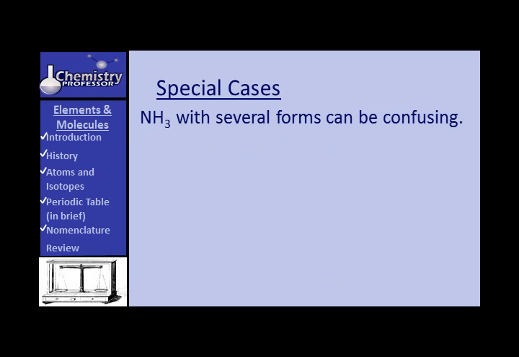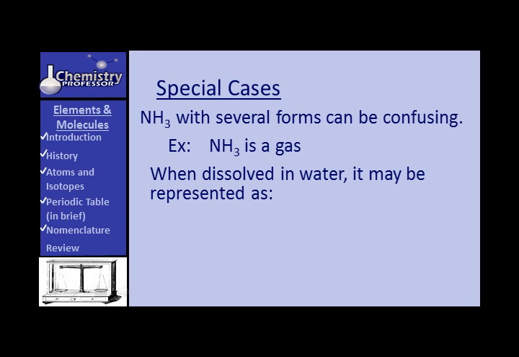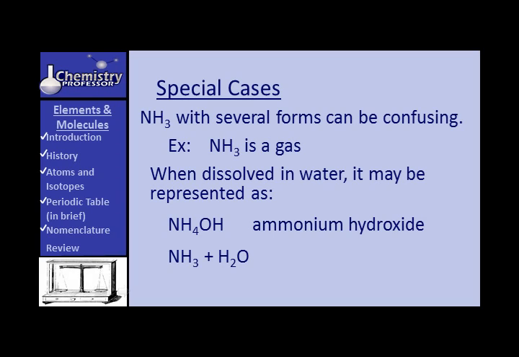Some special cases. This is one in particular, and students really find that ammonia can be confusing. And I think it's because sometimes people use the term a little loosely. For example, ammonia is a gas. However, it is extremely soluble in water. And when dissolved in water, it may be represented as ammonium hydroxide, or it may be represented as ammonia in water, which is very often called aqueous ammonia. So we have ammonium hydroxide and aqueous ammonia.